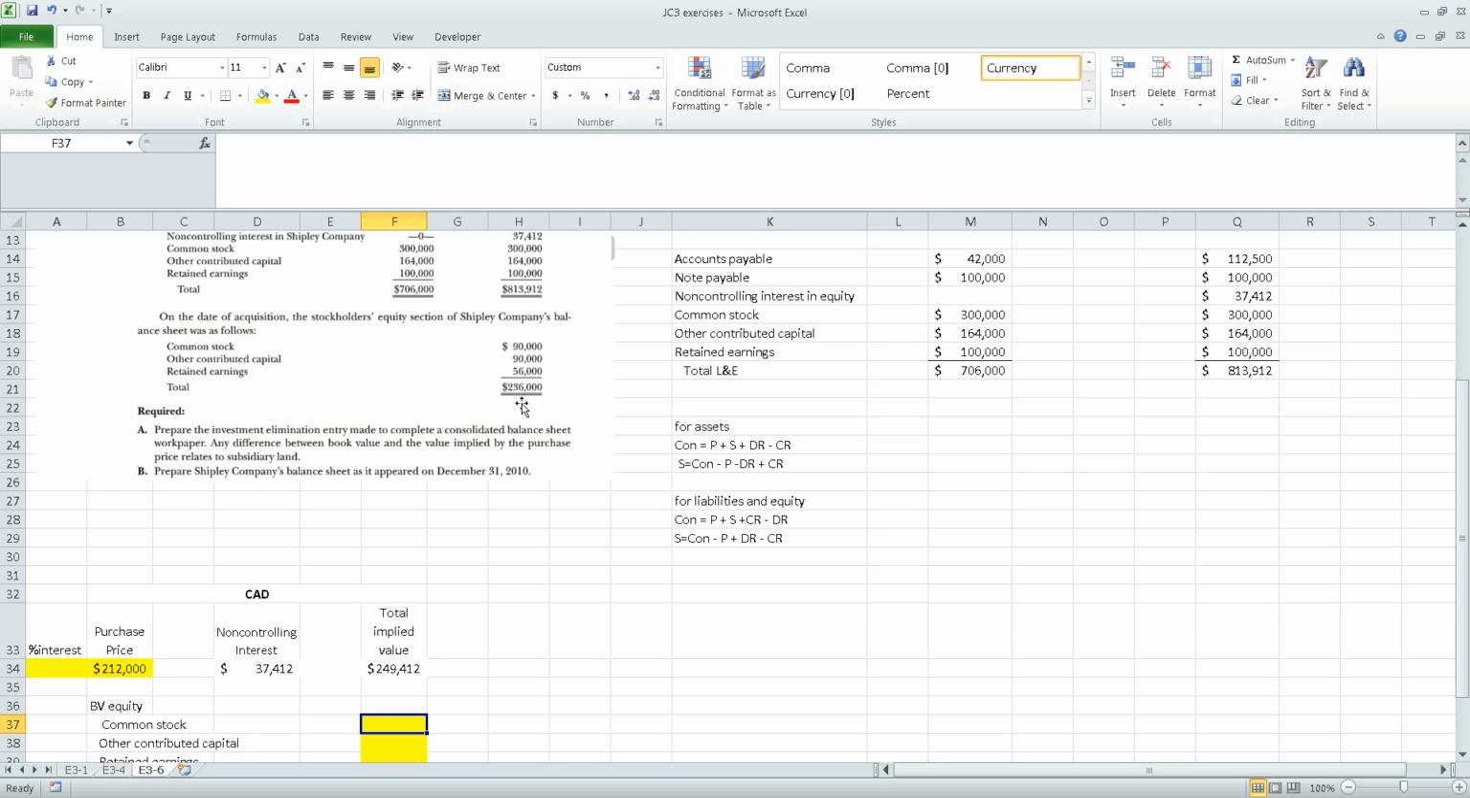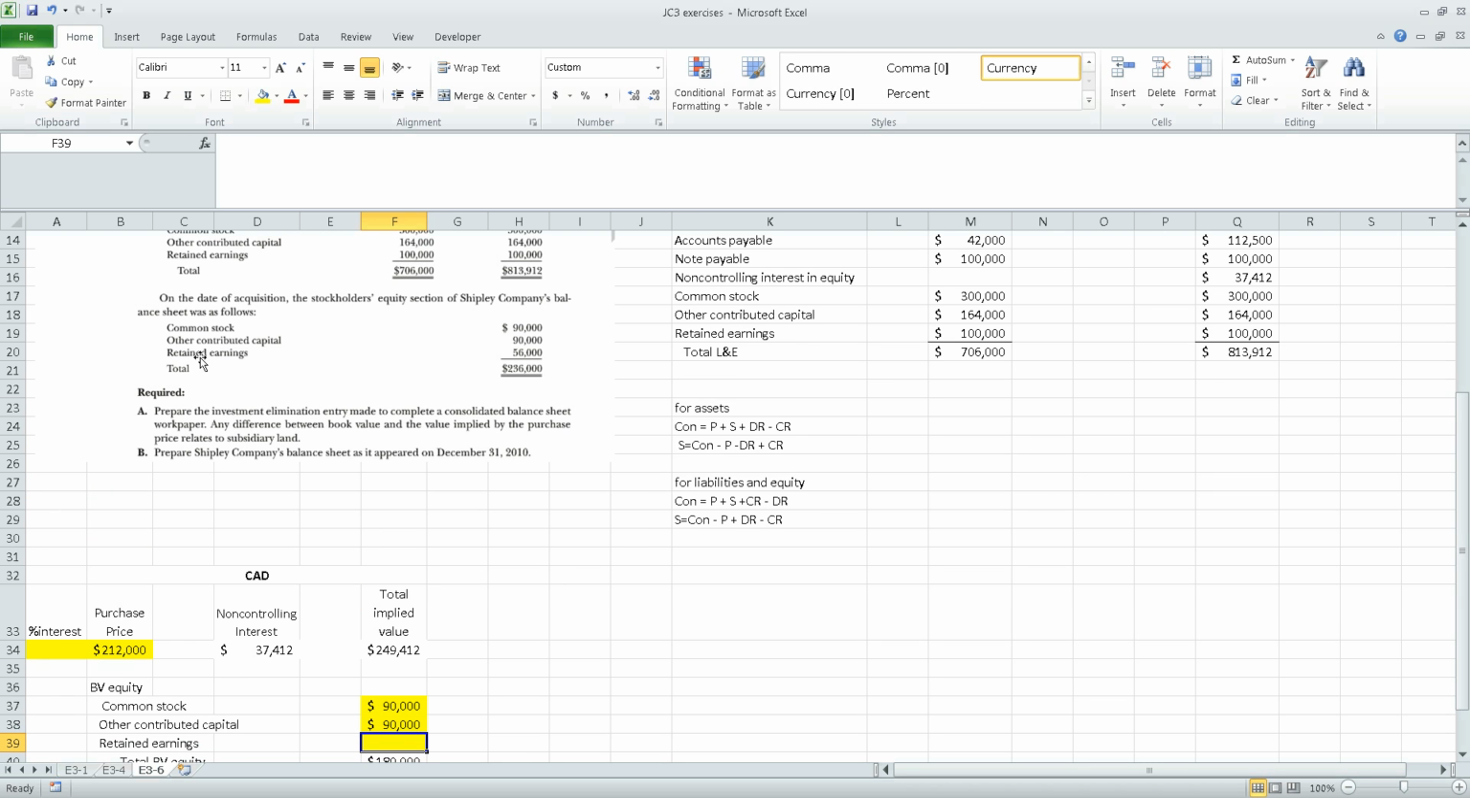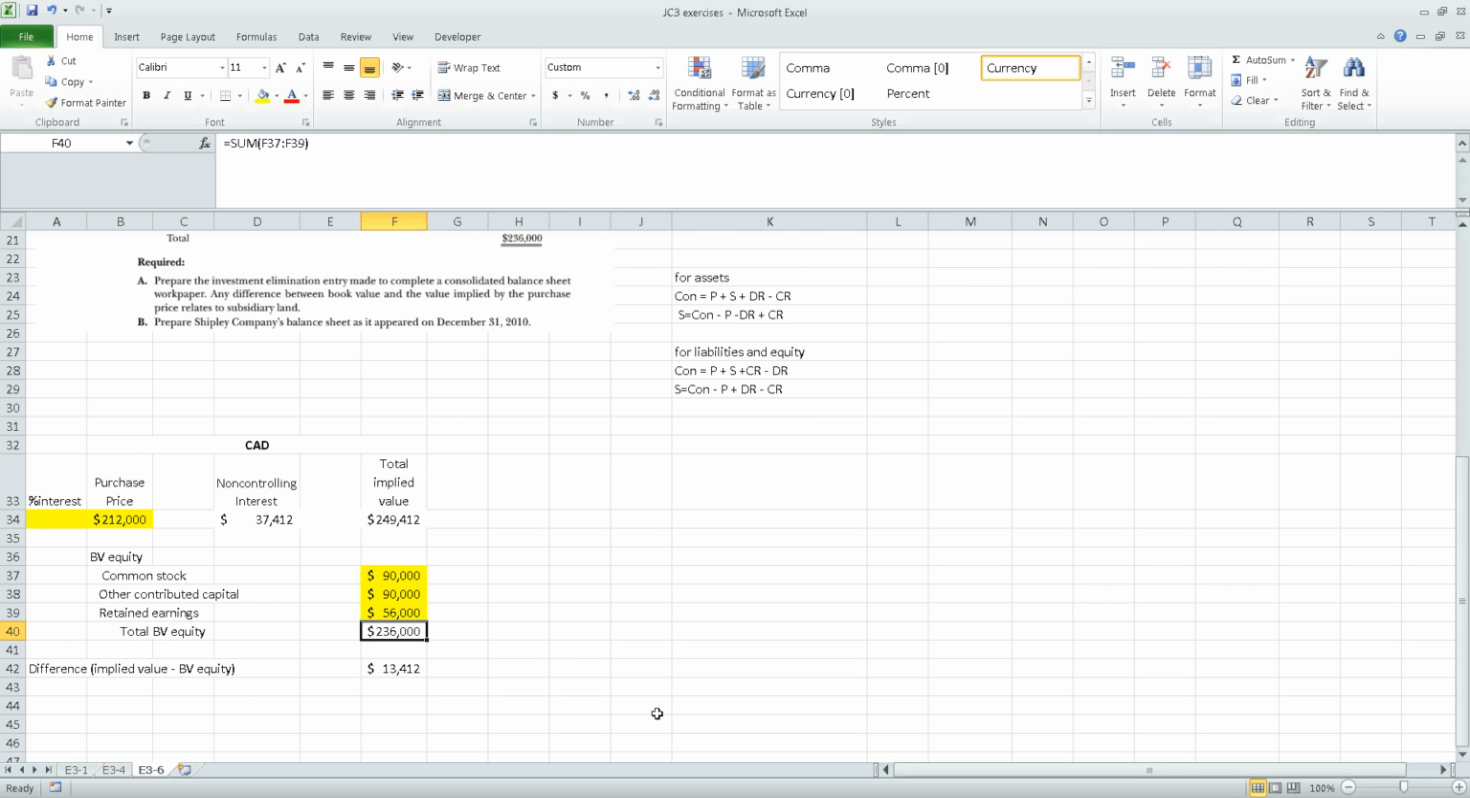We're provided right here the equity accounts for the sub. The common stock is 90,000, so we drop that in here. The other contributed capital is 90,000, so we drop that in here. And the retained earnings is 56,000, we drop that in here. So total book value of equity, $236,000. So we compare that to the total implied market value of the equity, $249,412, and we've got an excess of implied value of equity over book value of equity of $13,412.